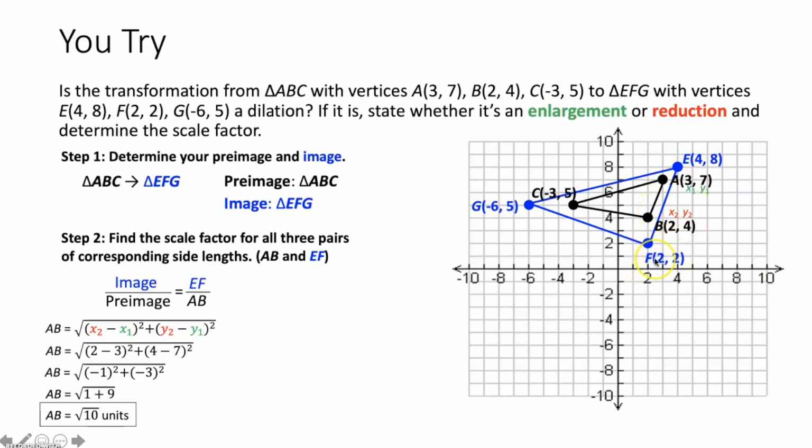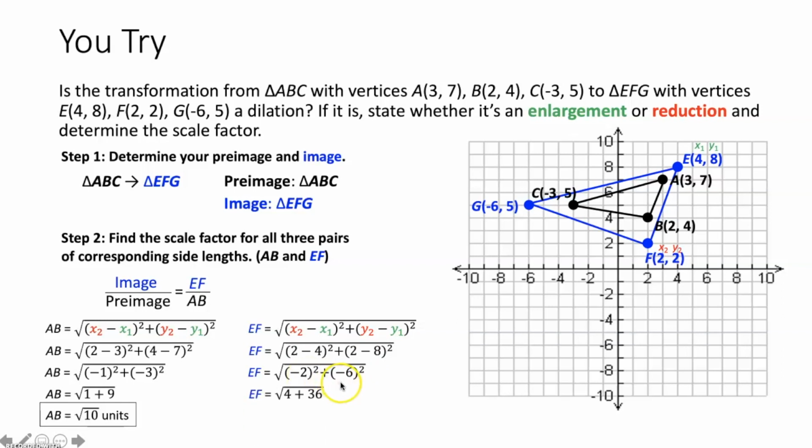What about the measure of segment EF? To find the measure of segment EF, I choose one of these points to be x sub 1, y sub 1, and the other one to be x sub 2, y sub 2. Plug in the coordinates to their corresponding spots in the distance formula and simplify. 2 minus 4 is going to be -2. 2 minus 8 is going to be -6. -2 squared is 4. -6 squared is 36. 4 plus 36 gives you 40.